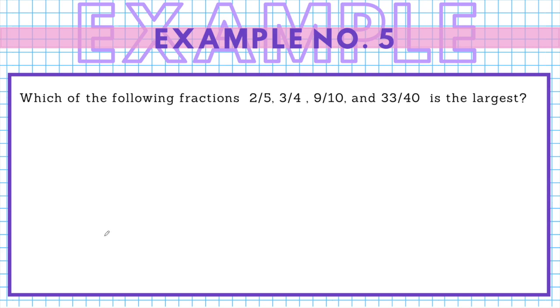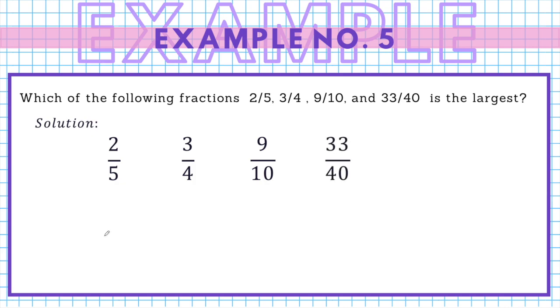Okay, for example number 5, given the following fractions of 2/5, 3/4, 9/10, and 33/40, we want to know which is the largest. Now, it is difficult to compare the fractions because they have different denominators. So it would be easier for us to compare if they have the same denominator. The first step is to figure out the LCD, or the least common denominator, of the following fractions. As you can see, we have 5, 4, 10, and 40. It is easy to figure out that the least common denominator here is 40.